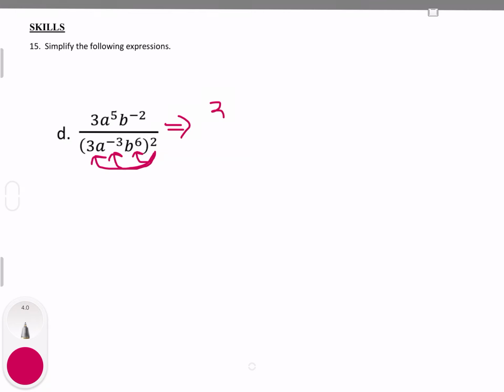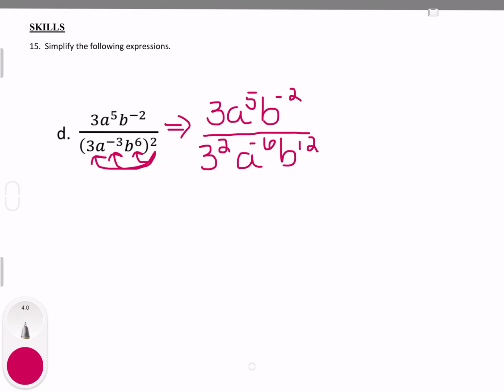And when we do that, our numerator is going to stay the same because it's not affected by that 2 exponent. And in the bottom, we're going to get 3 squared, a to the negative 6, b to the 12th. And remember, we get that negative 6 and the 12 from our exponent rules, because when you have an exponent raised to another exponent, you multiply the two together. Okay, so now we can go ahead and start simplifying because our parentheses have gone away.